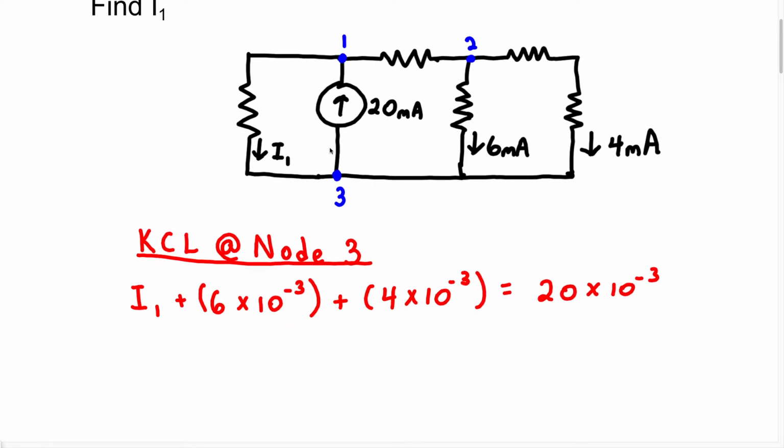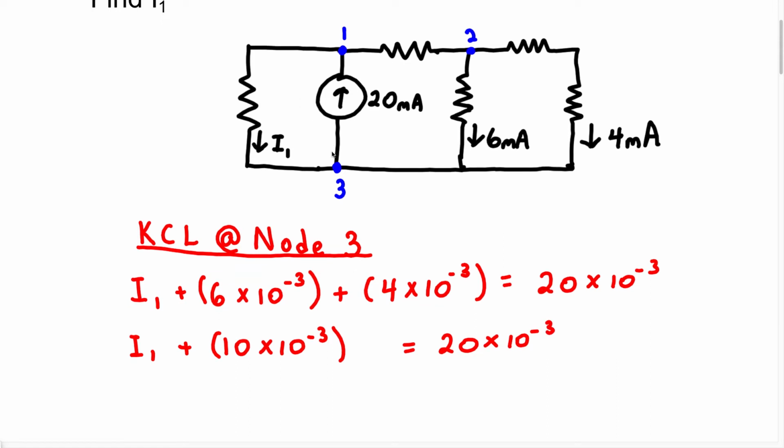Okay, let's start to simplify this. So we're going to have I1 plus 10 times 10 to the minus 3 equals 20 times 10 to the minus 3. And when we start to simplify this, I1 is going to equal 20 times 10 to the minus 3 minus 10 times 10 to the minus 3.